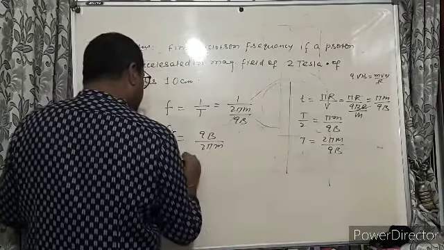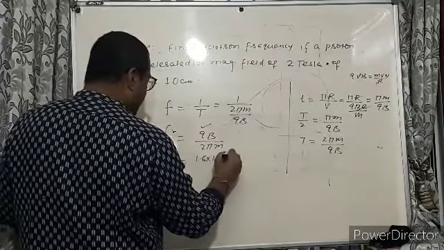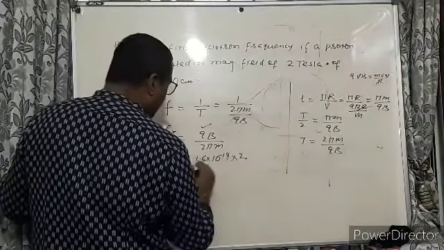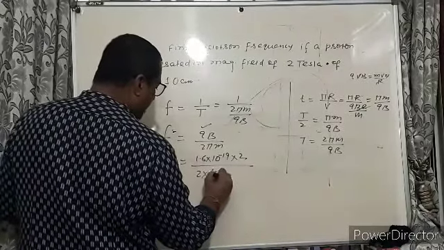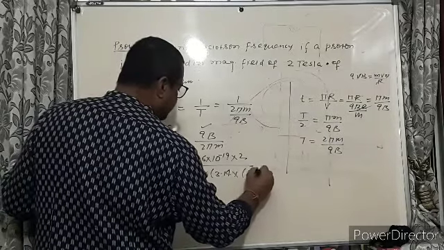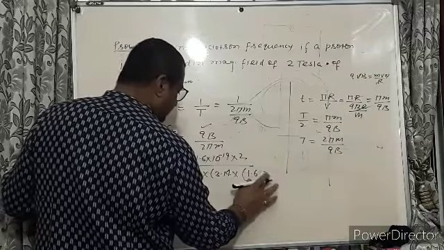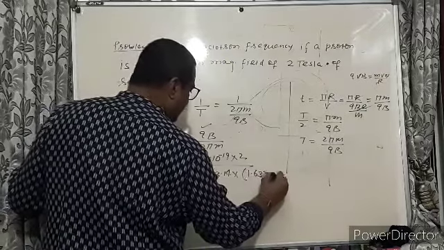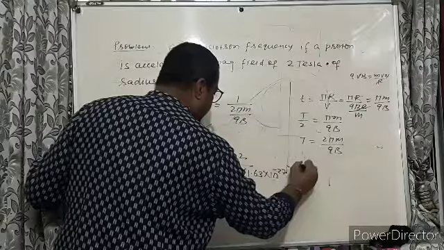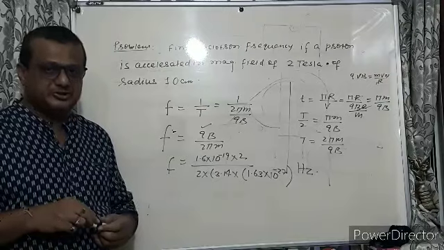Charged particle is 1 proton. This charge is 1.6 into 10 to the power minus 19. B, magnetic field is 2 Tesla. This is the pi 3.14, and mass of proton is 1.672632 into 10 to the power minus 27 kg. So after calculating, we can find out the frequency of the cyclotron, that will be in hertz. Thank you.